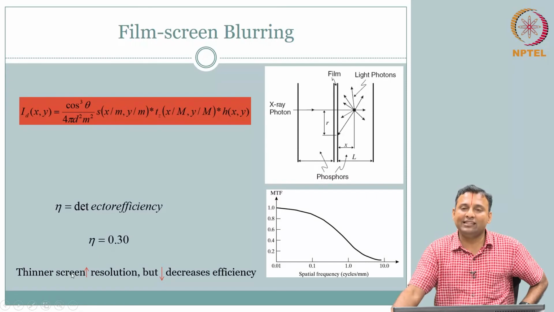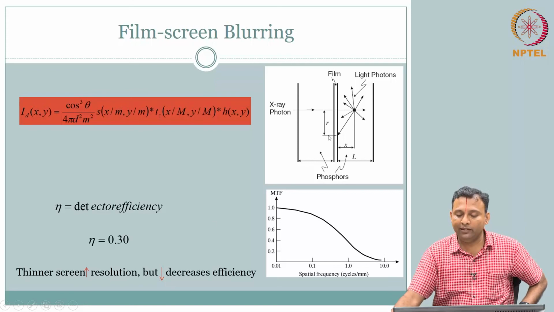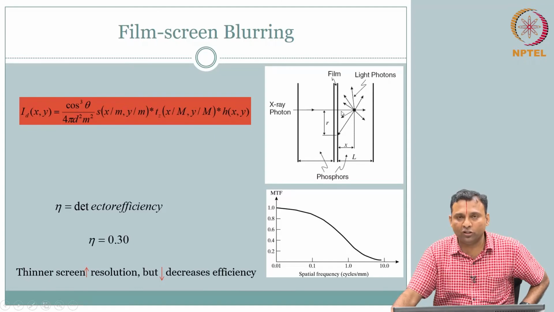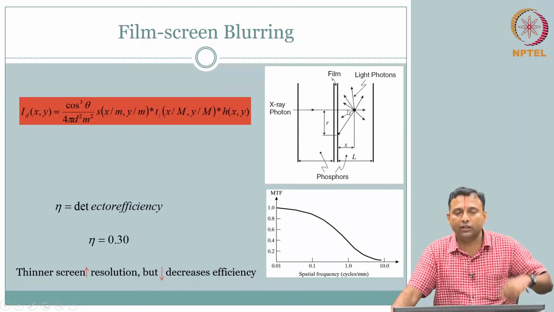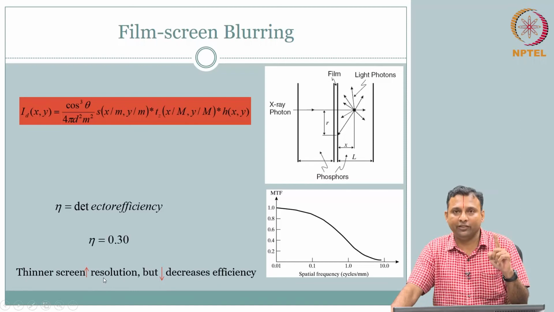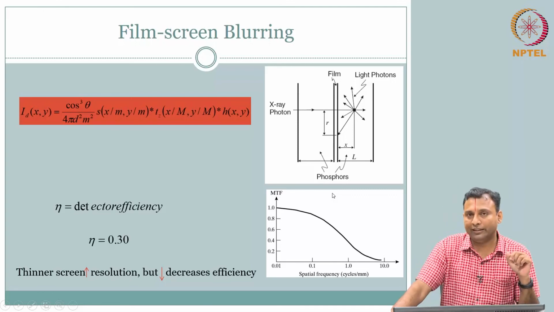If I have a thin screen, what is going to be good? If the screen is thin, vividly you can see, this point will become closer to the film. That means it can spread less, right? So my point spread function will reduce if this is coming closer. If I reduce the thickness, thinner the film, I will increase my resolution, because point spread function is a measure of your resolution.